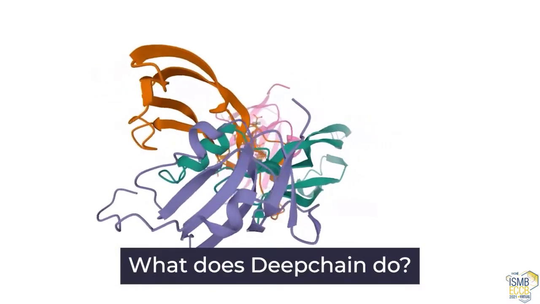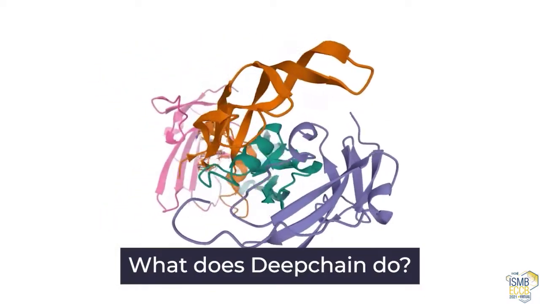So what does DeepChain actually do? Well, DeepChain is essentially three things. It is a scorer mechanism. So we take simulations, we take neural networks trained on millions or billions of amino acids to give a score for a given pose or sequence.